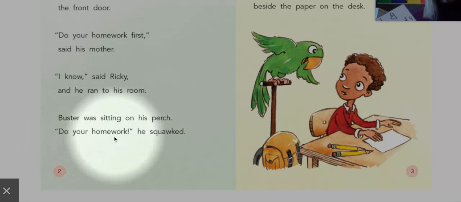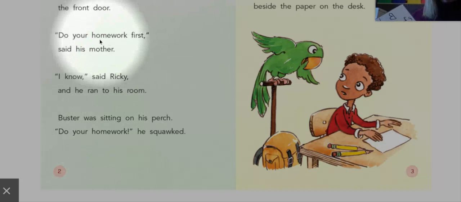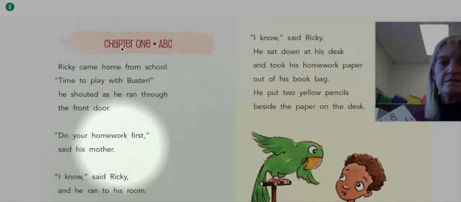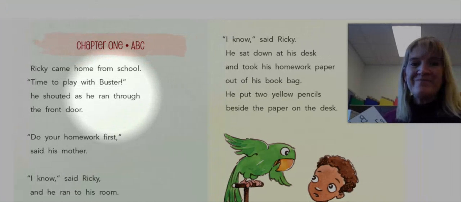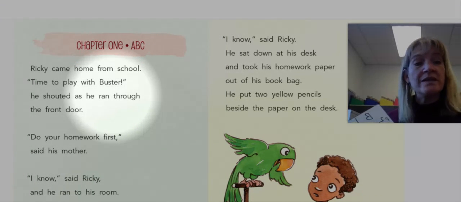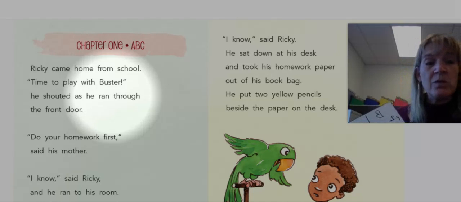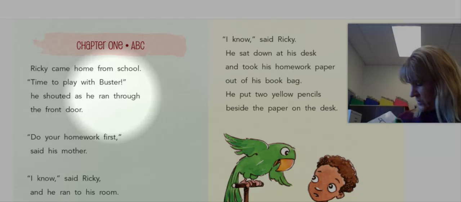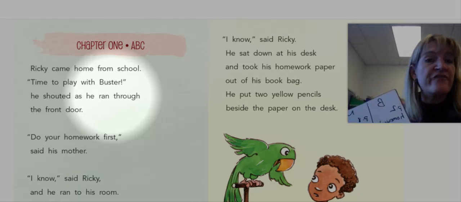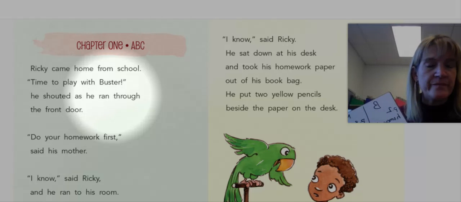One thing I noticed is that the word homework is on this page 2 times. Okay? That must be important. Okay? And as we read yesterday, doing his homework was an important part of the story. So for page 2, I'm going to write down the word homework. Because I want to remember Ricky had to do his homework before he could play with Buster.